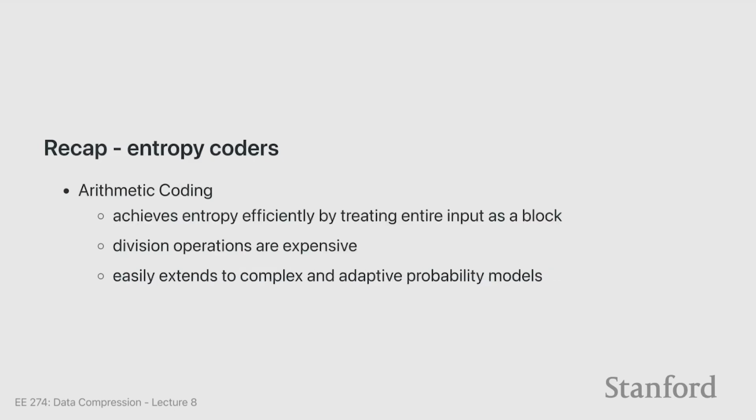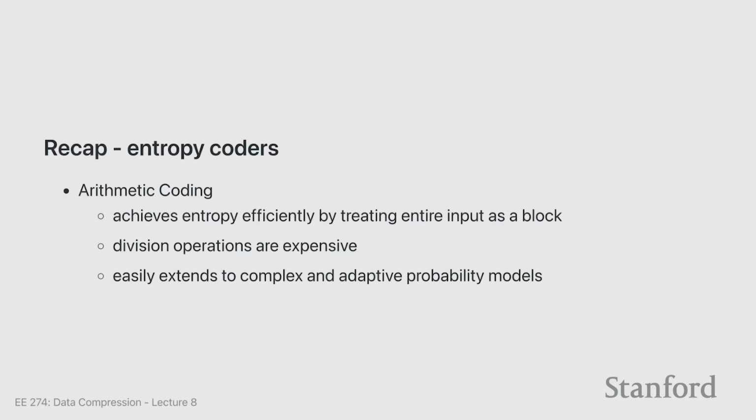Then we saw arithmetic coding. This was a different style of algorithm where the entire input was a single block, and we saw that it will achieve entropy efficiently, basically in linear time instead of exponential time, as in the case of Huffman coding. It reads the entire input as a block, getting a very small, 2 over n, overhead over entropy.